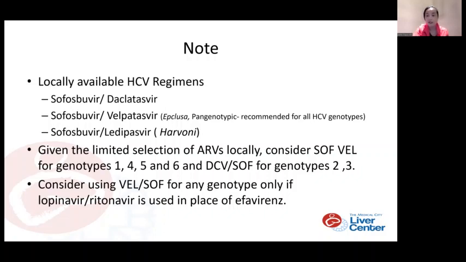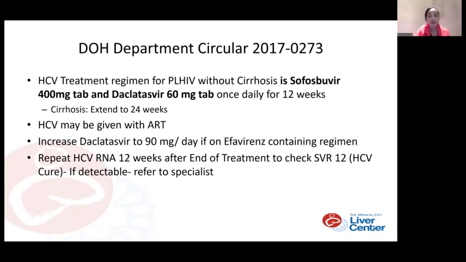Although sofosbuvir, it doesn't mean that sofosbuvir and daclatasvir will not work for the other genotypes. It's just that sofosbuvir and daclatasvir is what's available because of the higher effect it has in genotype 3. So consider only using sofosbuvir, velpatasvir if you are not on an efavirenz regimen for your HIV.